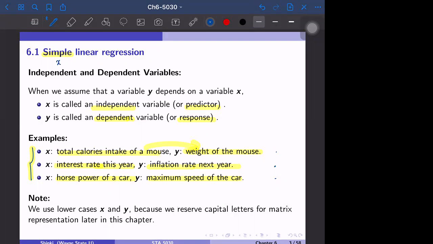For now, we use x and y both as lowercase because we want to reserve the capital letters for matrix representation of the model.